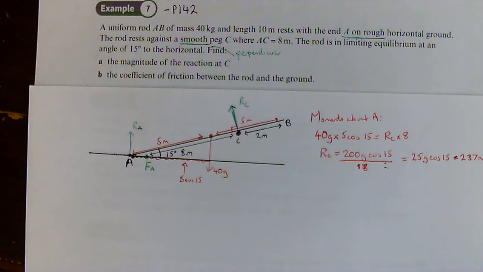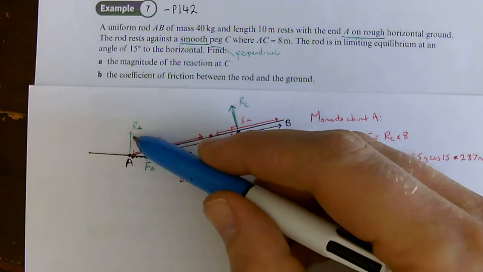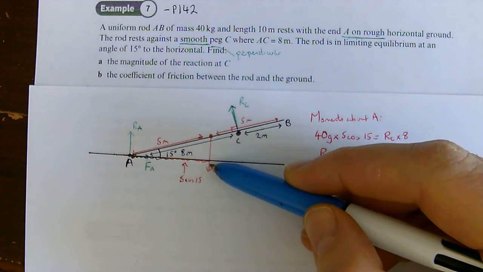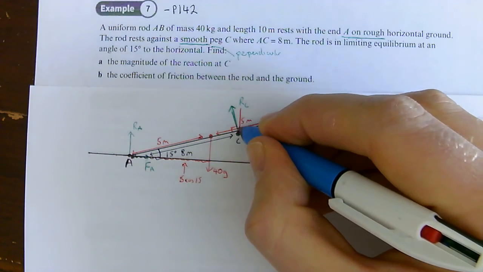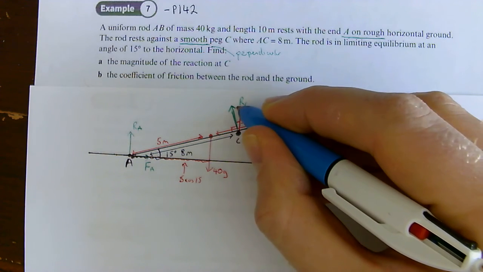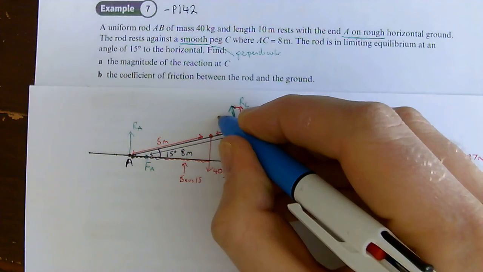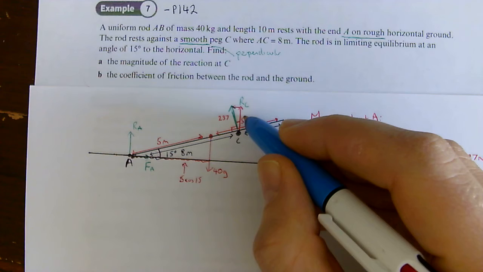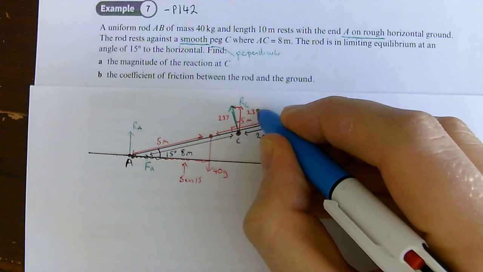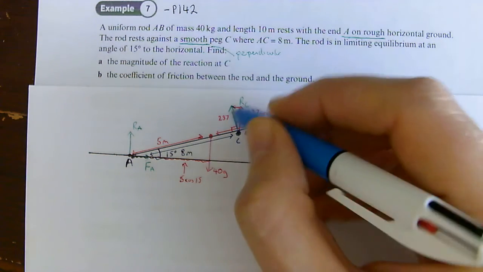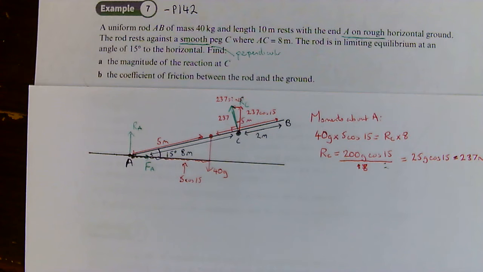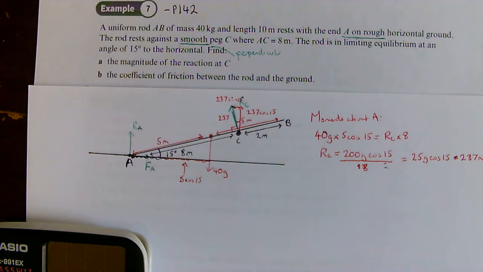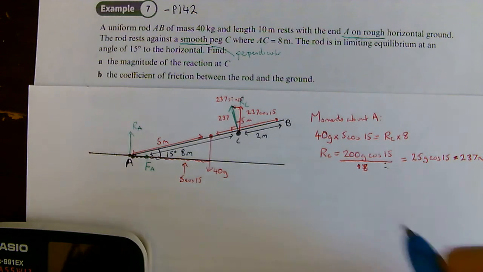To answer part B of the question, I'm going to need to resolve my forces in a vertical and in a horizontal direction. RA is vertical, FA is horizontal, 40G is vertical. The only one that I'm going to need to resolve is this component RC. We should be able to see that my angle here is also 15 degrees. I know that this is 237 newtons, so the vertical component is going to be 237 cos 15, and the horizontal component is going to be 237 sine 15. I'm now going to start resolving my forces. It doesn't matter whether I do the horizontal or the vertical first. I'm going to start by resolving horizontally.